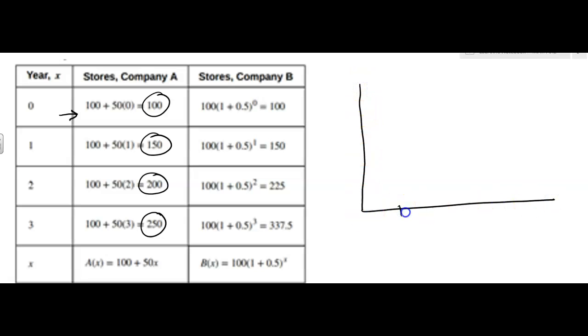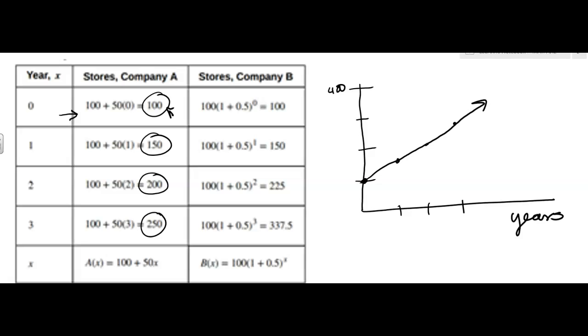So we're having 1 year, 2 years, 3 years. Okay, so this is going to be the years. And then let's go 100 stores, 200 stores, 300 stores, 400 stores. So when we were at 0 years, we had 100 stores right there. Then 1 year went by and we had 150 stores. And then 2 years went by, we had 200 stores. And 3 years went by, we had 250. This is linear. Well, me trying to draw a line.